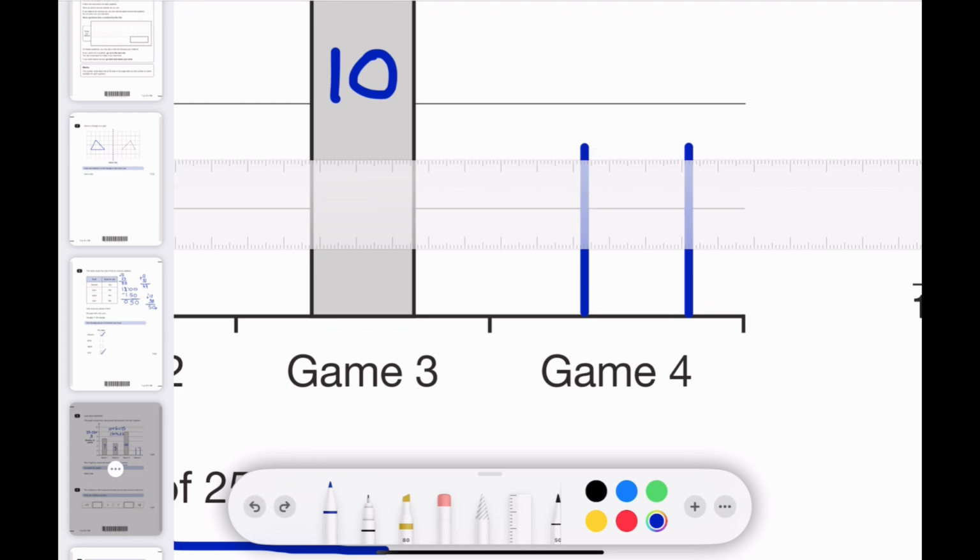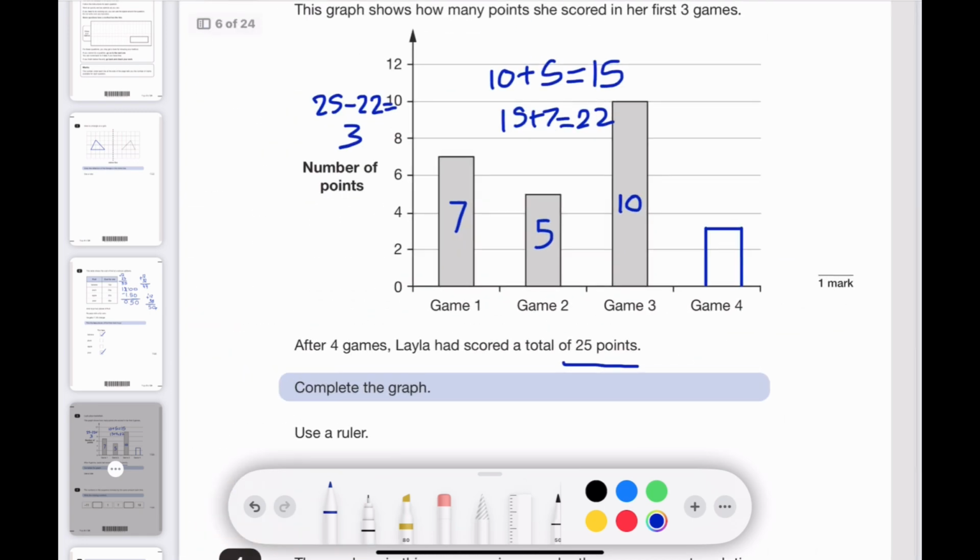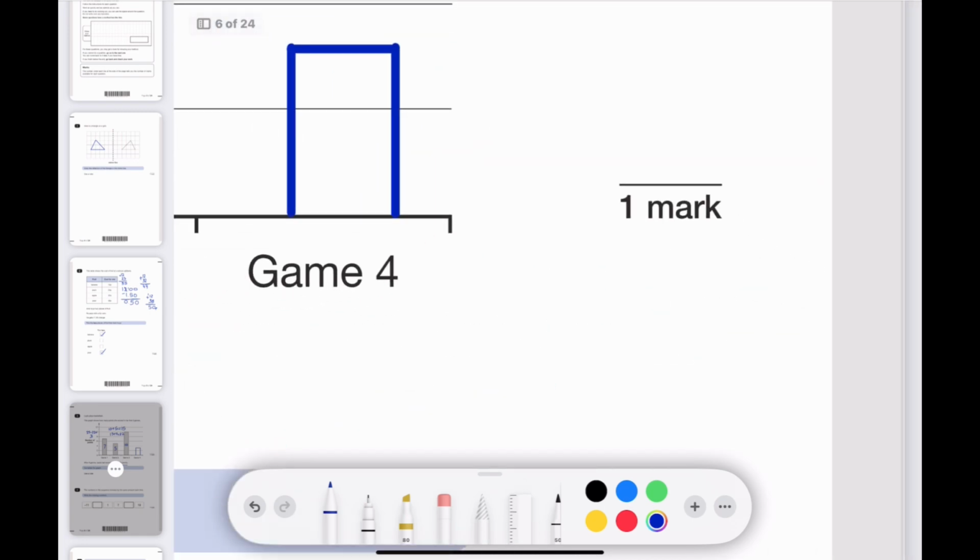You do not need to shade it after you've drawn it. If you've drawn it correctly like me, you will achieve 1 mark.